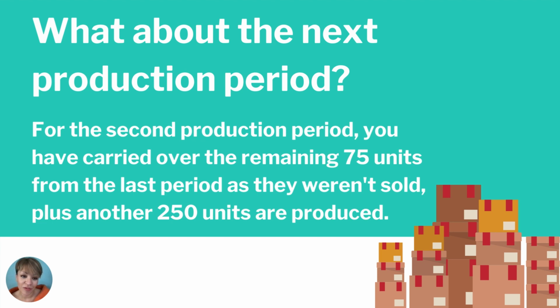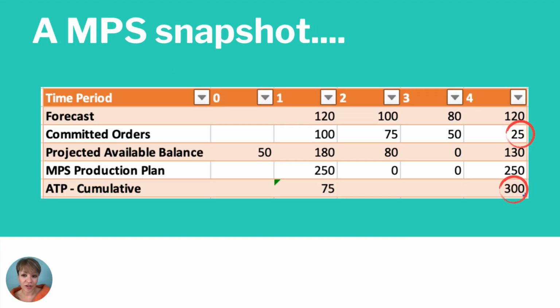So what about the next production period? For the second production period, you've carried over the remaining 75 units from the last period as they weren't sold, plus another 250 units are produced. And here you can see this on my MPS. So for week 4, you have 325 units and 25 committed orders. So you have 300 units available to promise at this point in time.